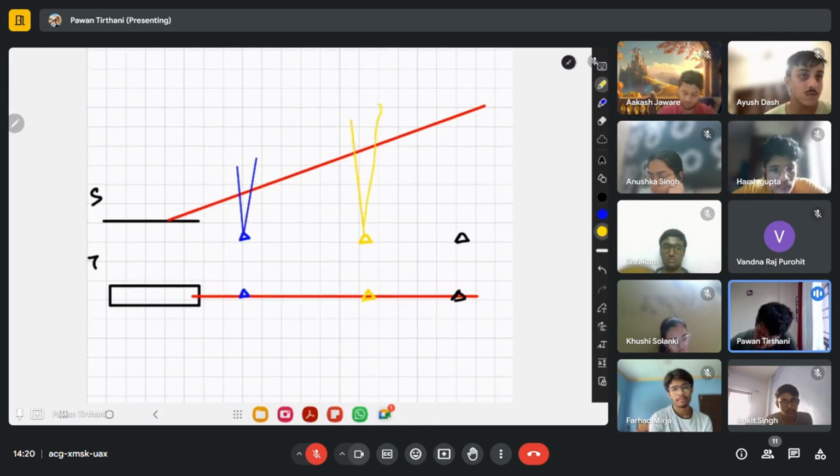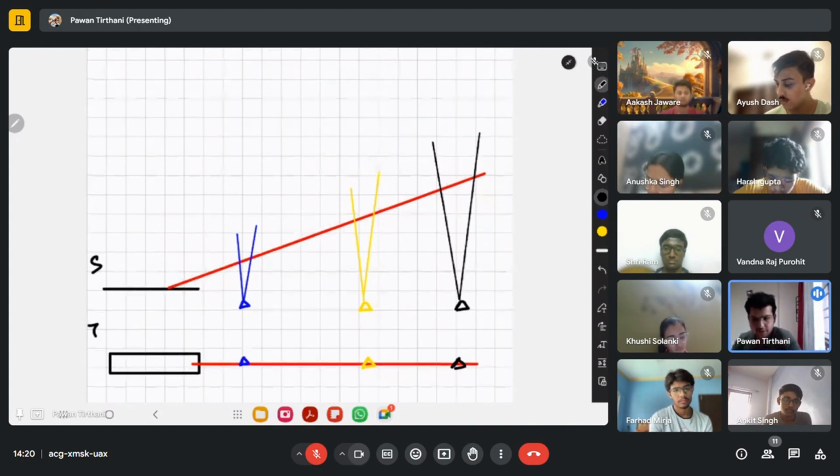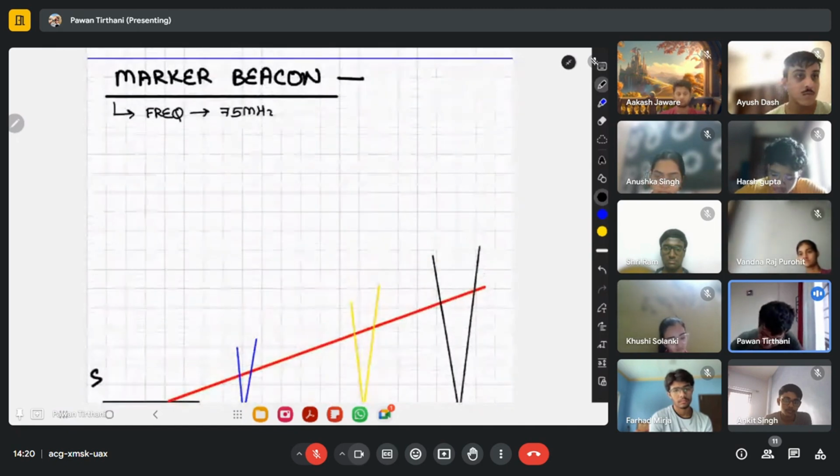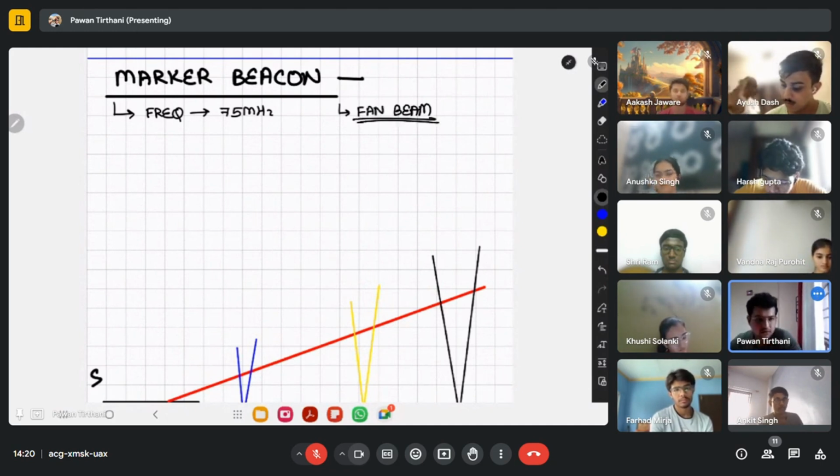What kind of a beam is it? It is a fan shaped beam. Okay, beam की भी characteristics होती है, beam की भी shape होती है. What kind of a beam does it transmit? A fan shaped beam, a fan beam. Okay, cool. And they are placed at specific distances away.